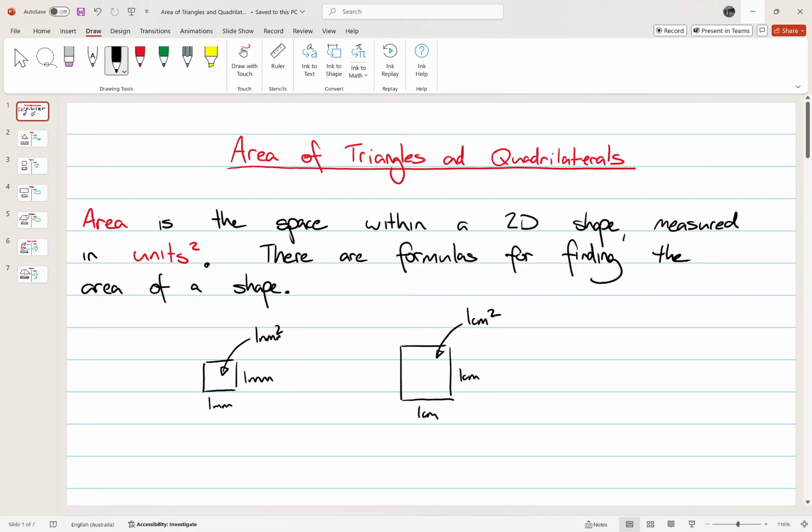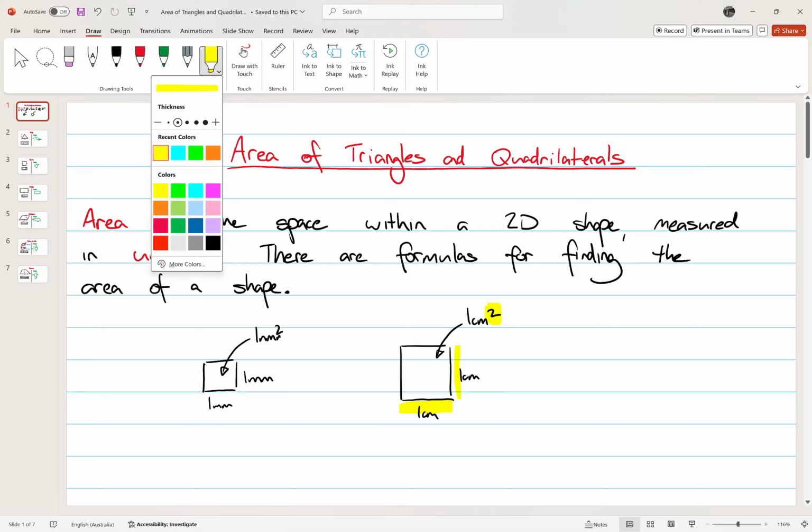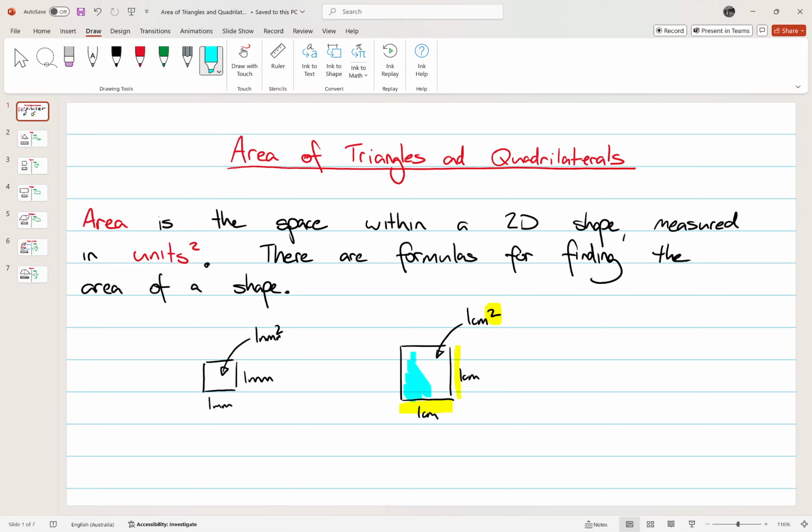This is what we mean by two-dimensional measurement. Here I've got one dimension, the 1 centimeter going that way, and then I have another dimension going the other way. So the little 2 sitting in the unit tells us that that is the area within this 2D shape. So it's a two-dimensional measurement. So going right into these formulas.